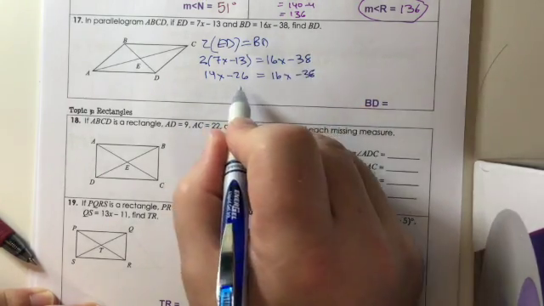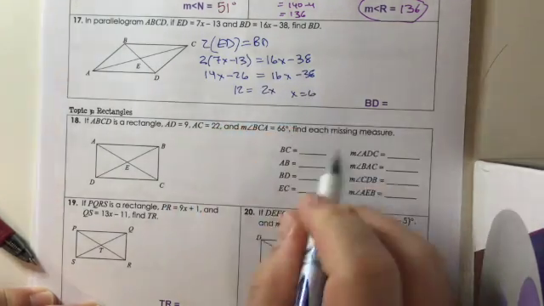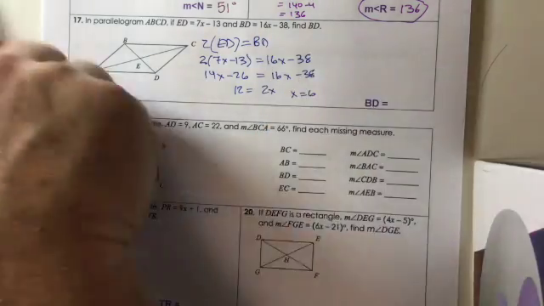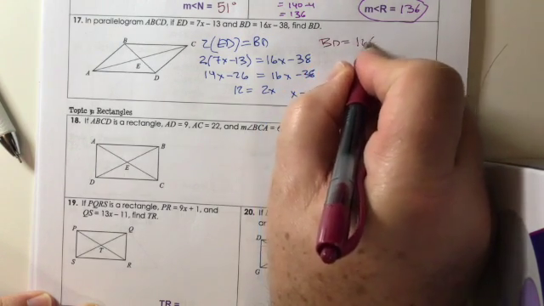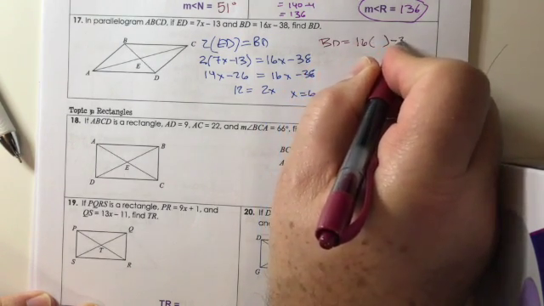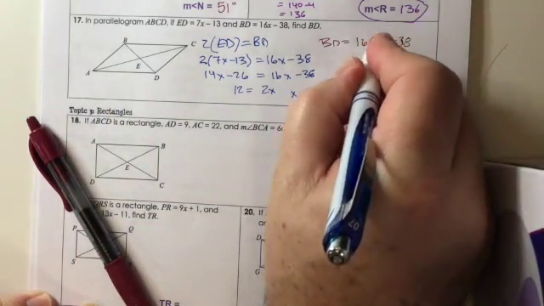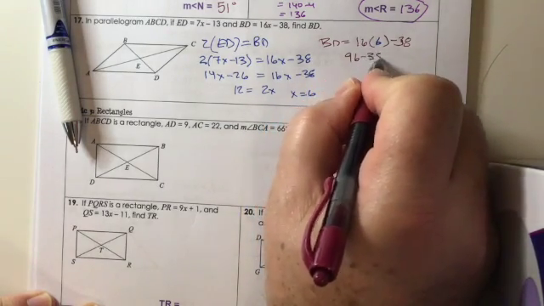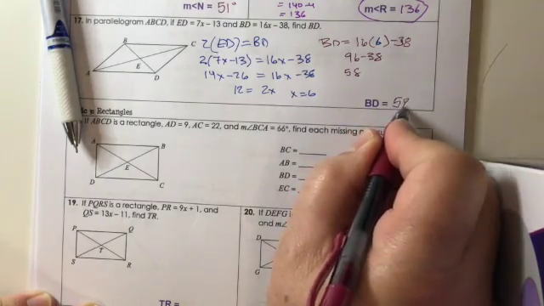Subtract there, add there, so 12 equals 2x, x equals 6. We're looking for BD, so we should plug it into that. So BD equals 16 times that minus 38. We know that that's 6. 16 times 6 is 96 minus 38 is equal to 58. So BD is equal to 58.